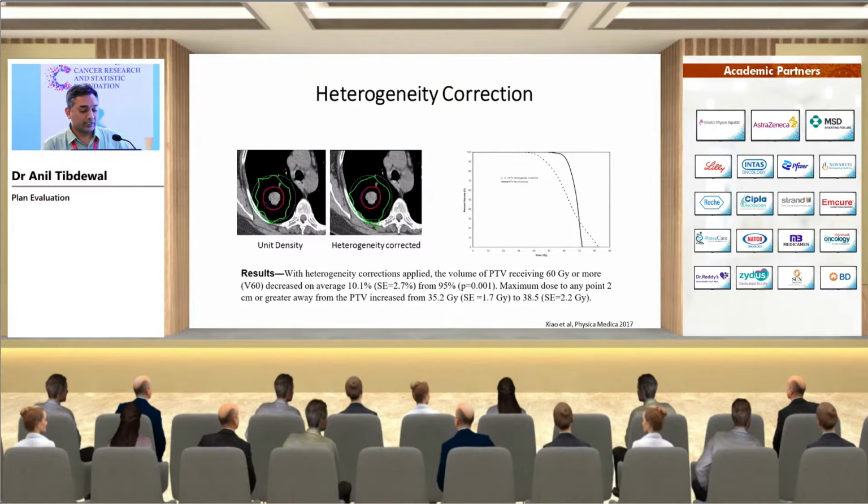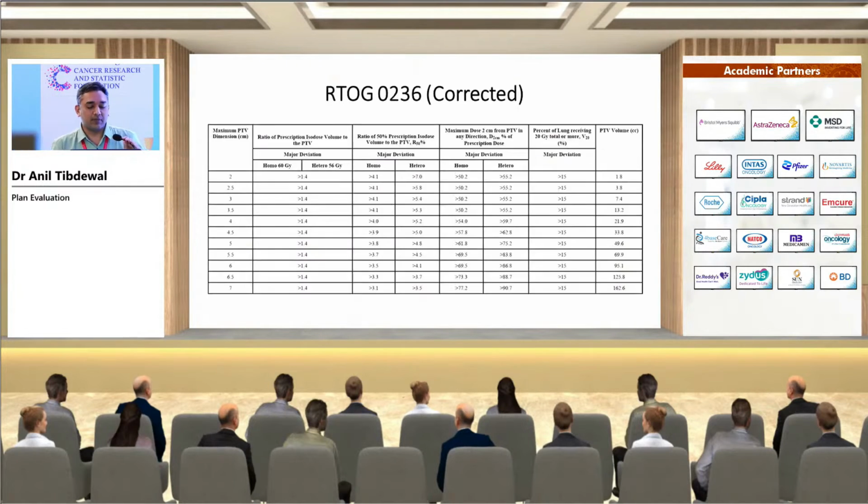Here they have shown, if you can see my arrow here, the volume of the 60 gray was covered by 95% of the planning target volume. But if you apply the tissue heterogeneity correction, it was only covered by 60% of the planning target volume. So the tissue heterogeneity correction is very important in lung SBRT.